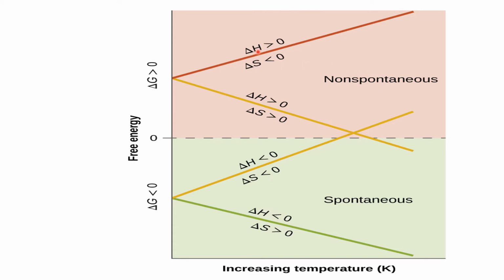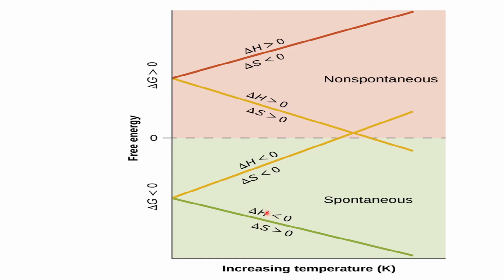And that can be because delta H is greater than 0 and delta S is less than 0. So if delta H is positive and delta S is negative, well, you can guarantee then there's no way for your delta G to end up as a negative value. Down here, I'm going to jump down. The green line down here is in the case where delta H is a negative value and also delta S is a positive value.